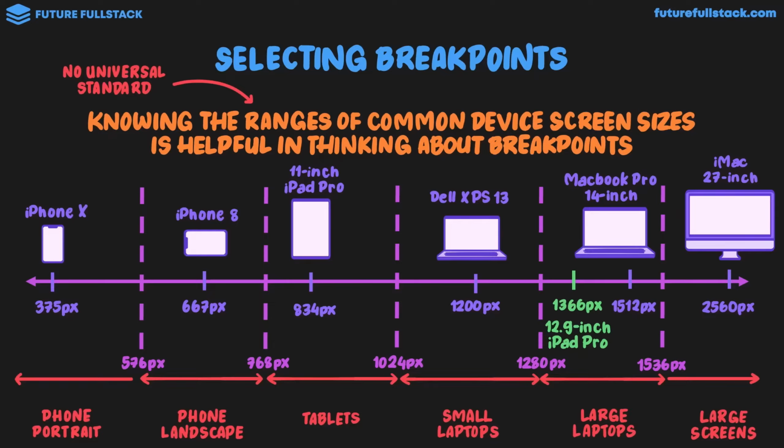Now, it's also common to give these ranges a more suitable name. So starting at phone portrait, we would call this XS for extra small. For phone landscape, we would call this SM for small. For tablets, we would call this MD for medium. Small laptops, LG for large. Large laptops would be XL for extra large. And large screens would be 2XL for 2 times extra large.